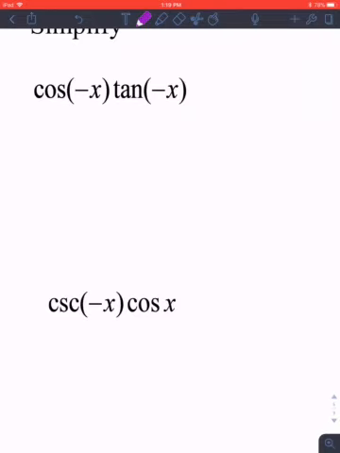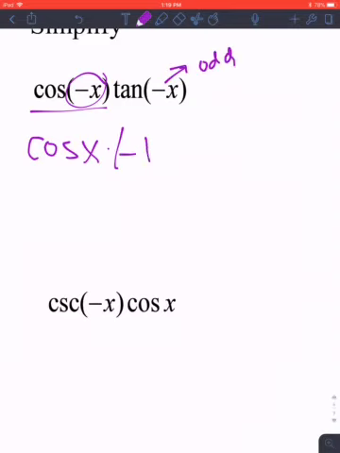All right, so here's also a couple that bring in this negative x, so we need to simplify using our even and odd function. So cosine is even, so cosine of negative x just becomes cosine of x. Tangent of negative x, this is odd, so the negative is just going to get pulled out in front and become negative times tangent of x.